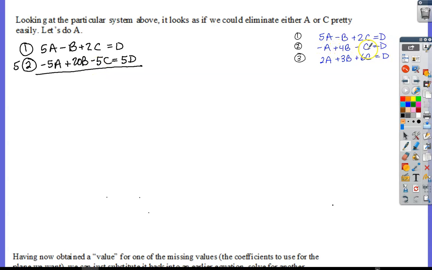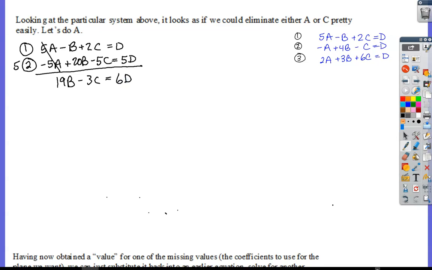Negative 5, 20, negative 5, 5. Then I'm going to add, the a's cancel. So I end up with 19b minus 3c. Take your time. I'm actually going to write that again. And then I'm adding 60. Take your time. Okay, so now I've reduced it to just b's and c's.